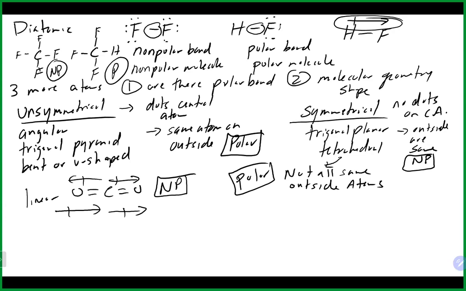No dots, everything on the outside not the same, polar. Dots on your central atom, everything on the outside the same, polar. And again, that's a super quick way to figure out molecular polarity. Any questions on bonding? A lot of stuff in that chapter.